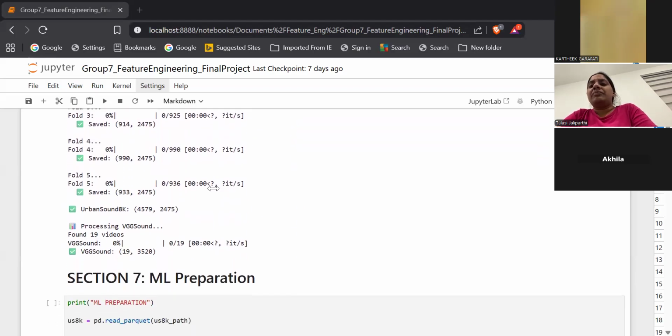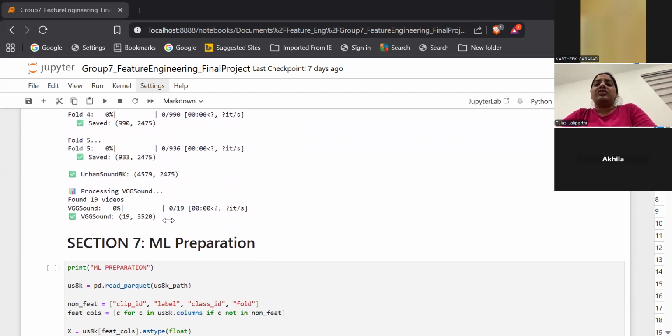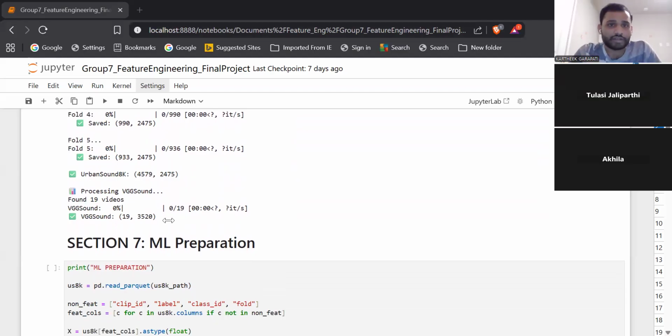Now I'll pass to Karthik for machine learning results and visualizations. Thank you, Tulsi. And so I'll continue from here.